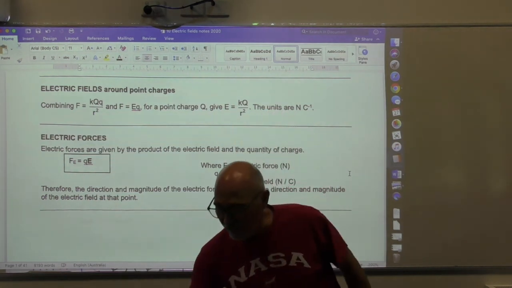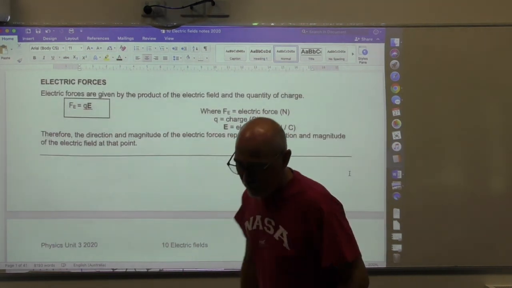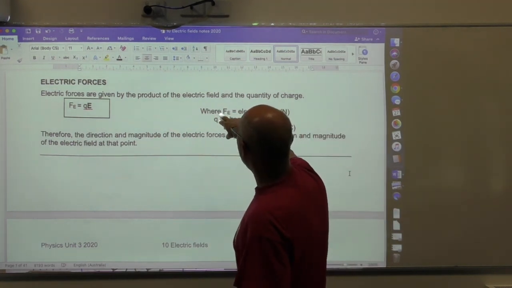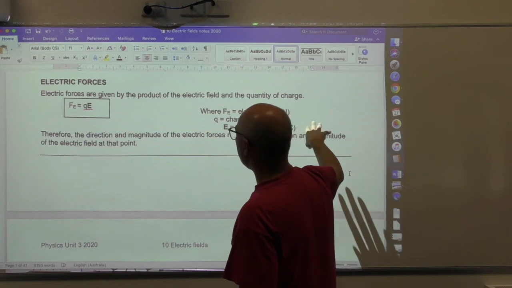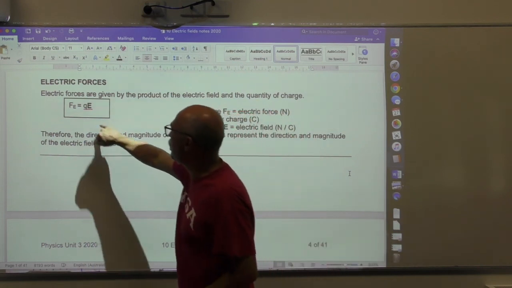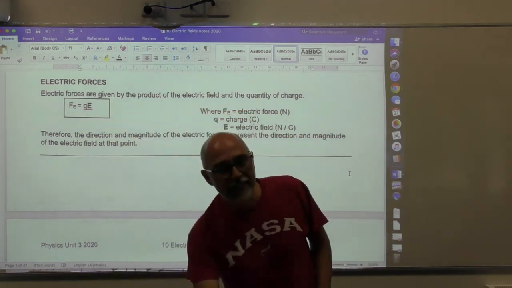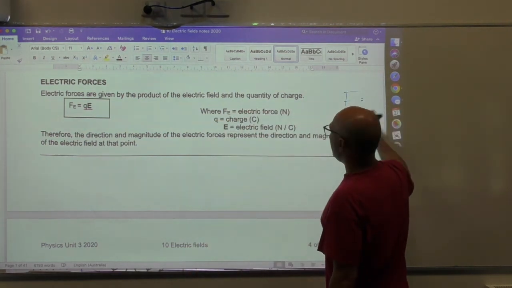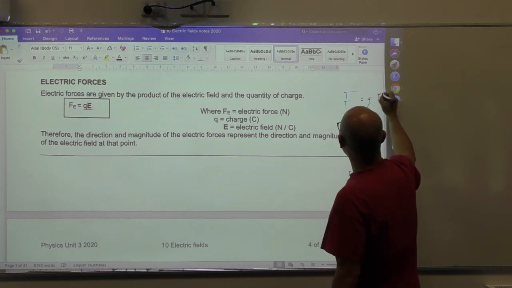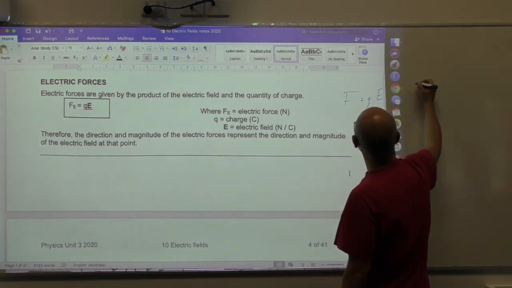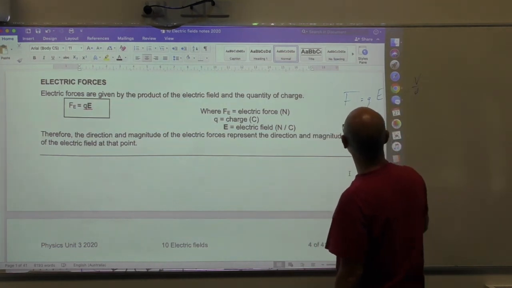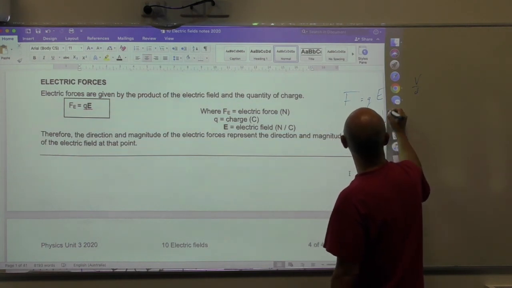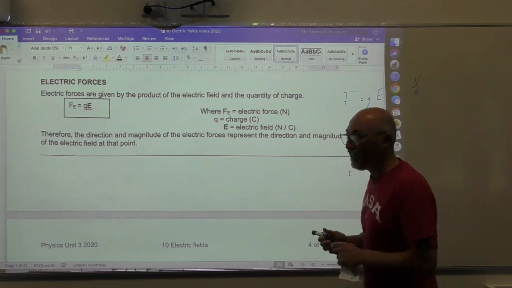Yeah, that's that. Electric forces. Electric forces are given by the product of the electric field and the quantity of charge. So the force is equal to QE, okay? But don't forget that E itself is actually V on D, all right? So you can substitute that. So force can be QV on D as well.